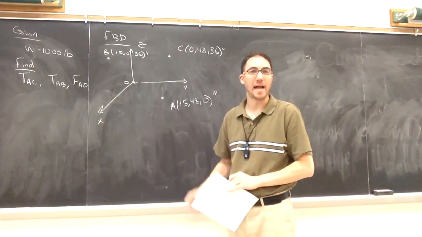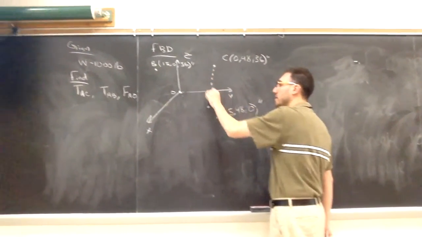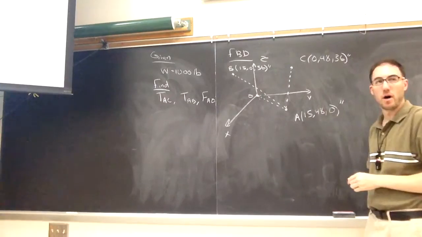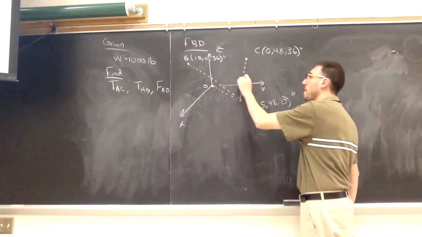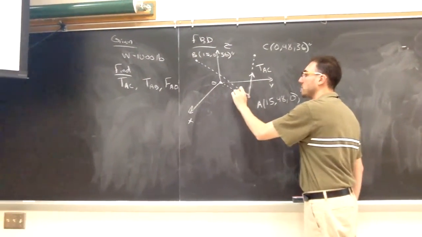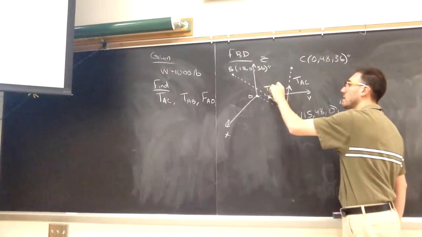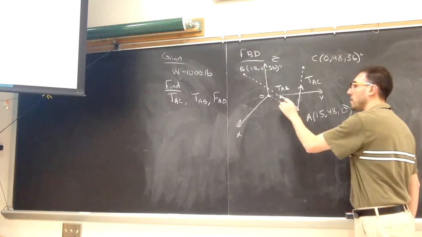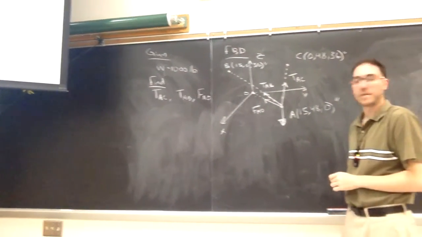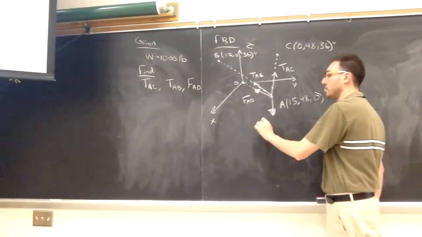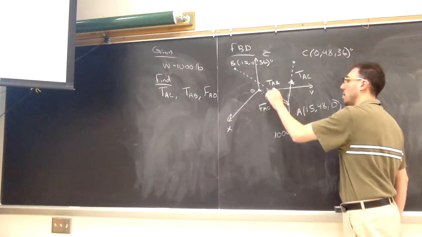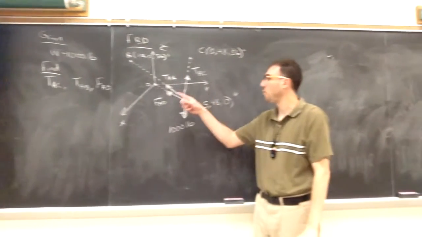Now I can put the forces that act on A. I have these cables and this force in the member that will act along that same direction. Going from A towards C, I'll have tension AC. Going from A towards B, I'll have tension AB. And going from A towards O, I'll have FAO. And also acting at A, I have the weight, which I was told was 1,000 pounds. So 4 total forces acting at A.